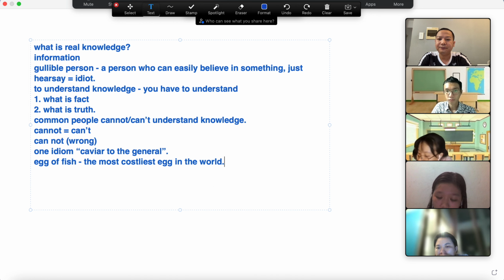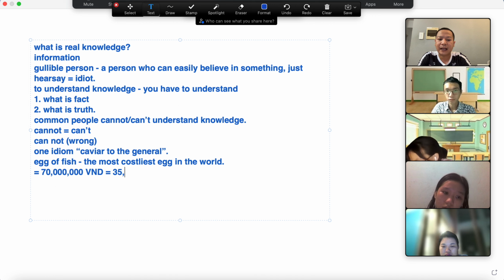1 kilo of caviar costs about 30,000 million Vietnam dong. It means $35,000, just for 1 kilo.